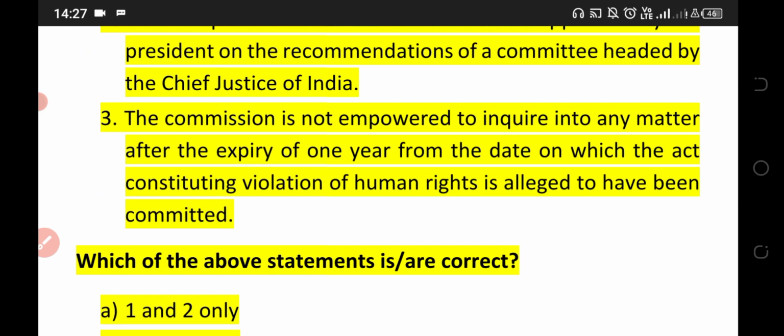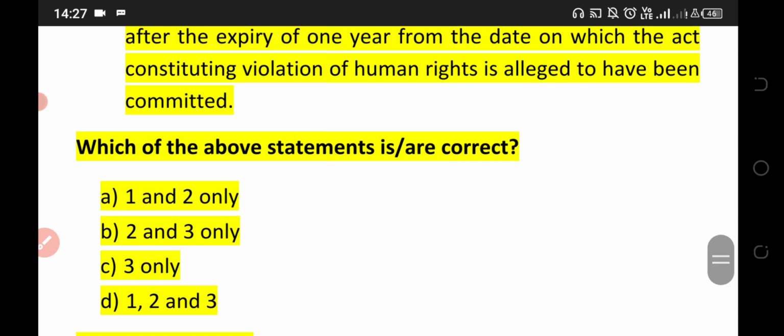The Commission is not empowered to inquire into any matter after the expiry of 1 year from the date on which the act constituting a violation of human rights is alleged to have been committed. Only and only three is the right.